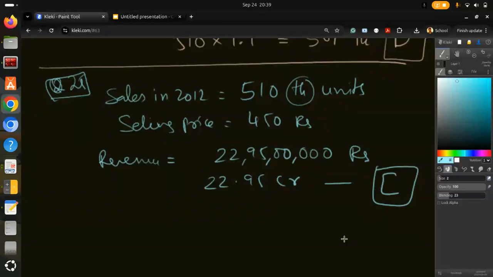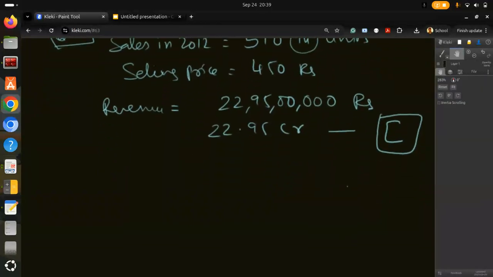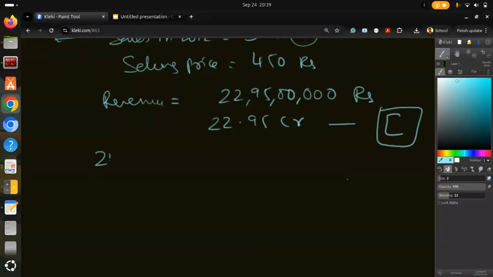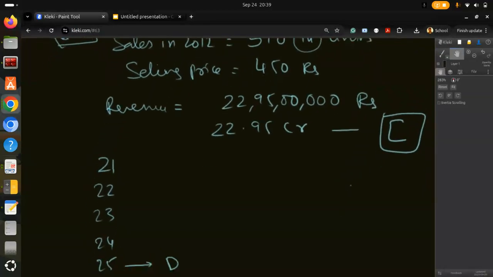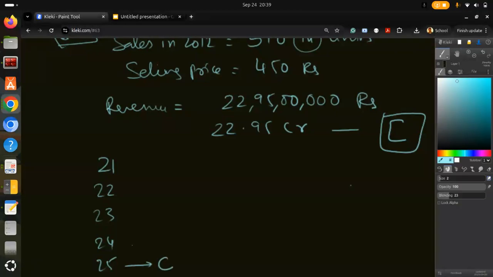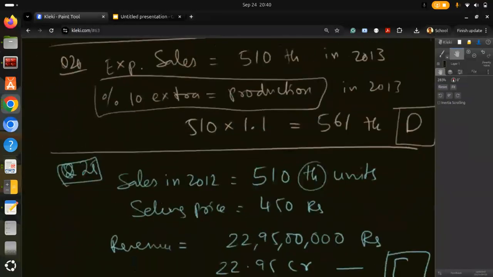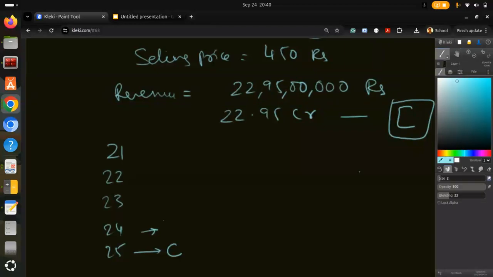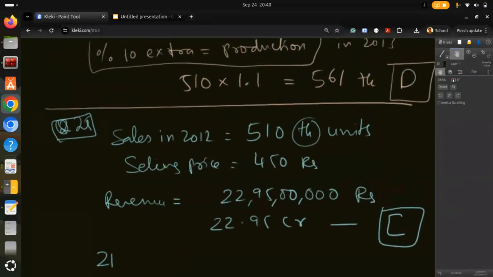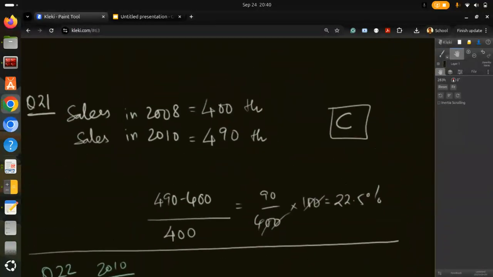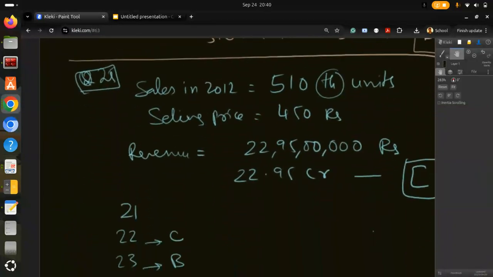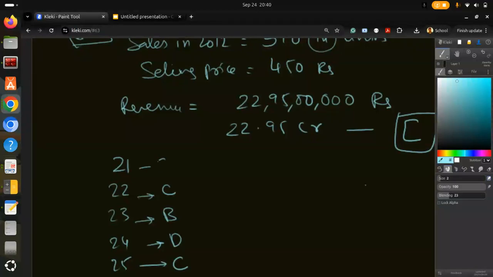So let's collect all the answers together. As per our tradition, 21, 22, 23, 24, and 25. 25 is option C. 24 is D, 23 is B, 22 is C. And finally, what is the 21 answer? 21 is C. So our final answers are like this: C, C, B, D, C.